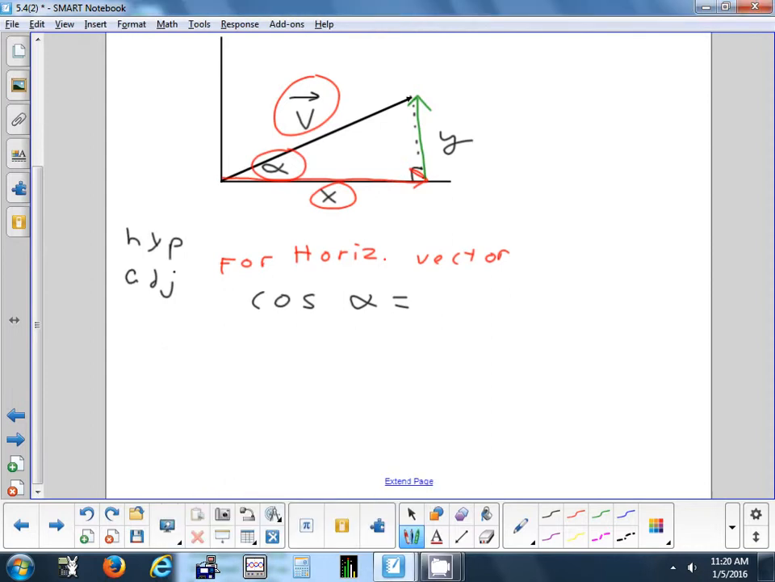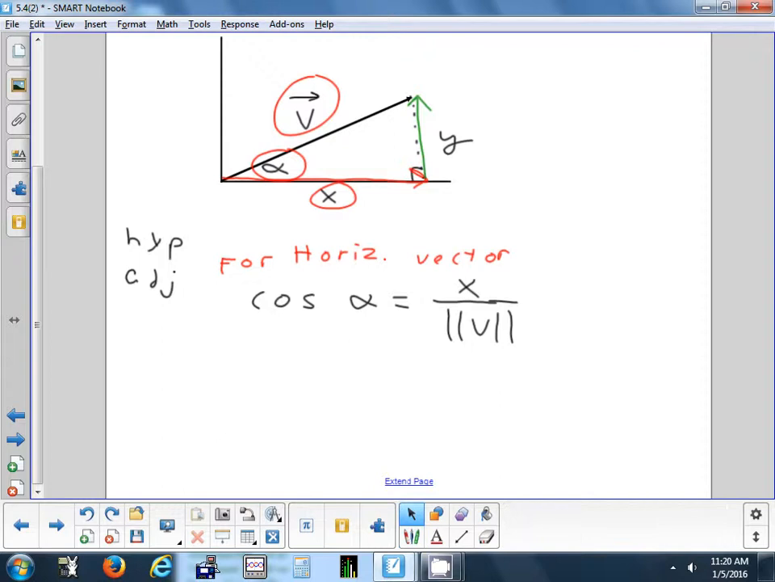Cosine is adjacent over hypotenuse. So x divided by, now I don't really care about the direction of v. All I care about is its length. Whatever the length of that vector is, that's the hypotenuse. That's all I care about.